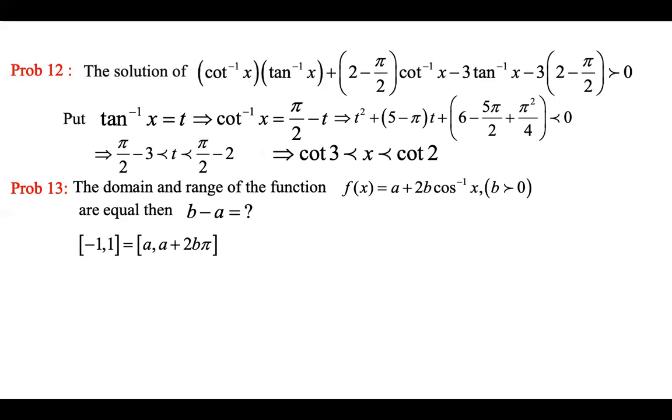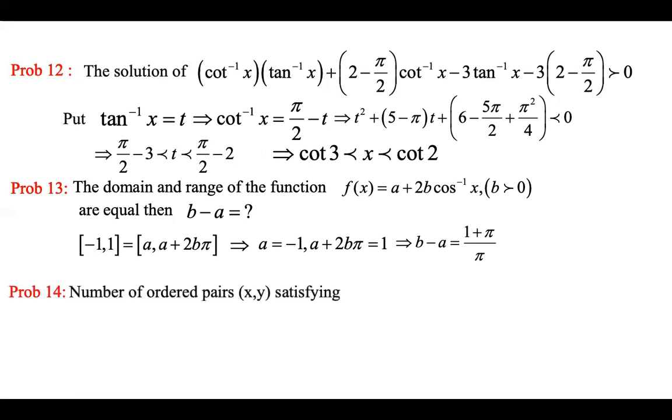Now domain and range being equal means a is equal to -1 and a plus 2b pi is equal to +1. From this, you can find out b minus a will be (1 plus pi) by pi. This is the final answer.